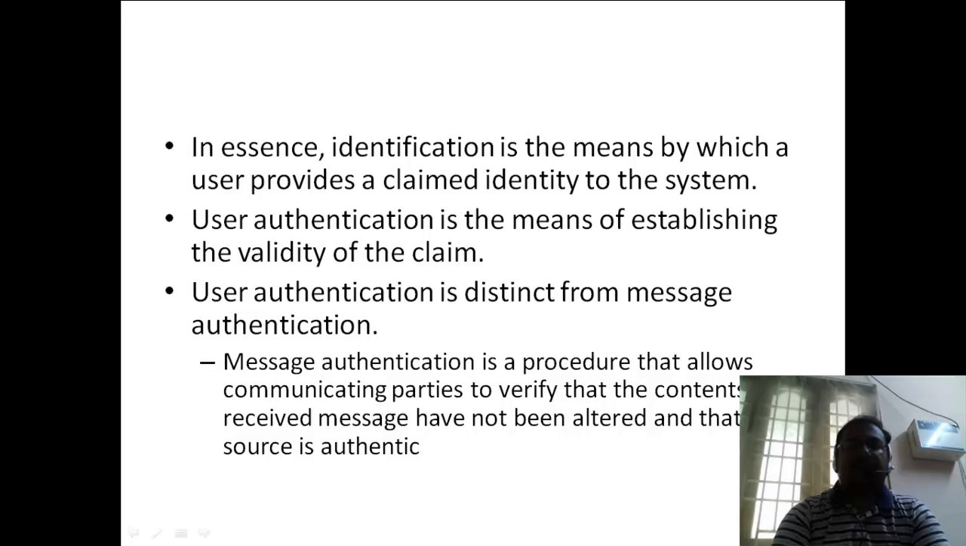And message authentication is a procedure that allows communicating parties to verify that the contents of the received message have not been altered and that the source is authentic. So we can also have assurance that the message from the source is an authentic one. These are the things concerning user authentication.